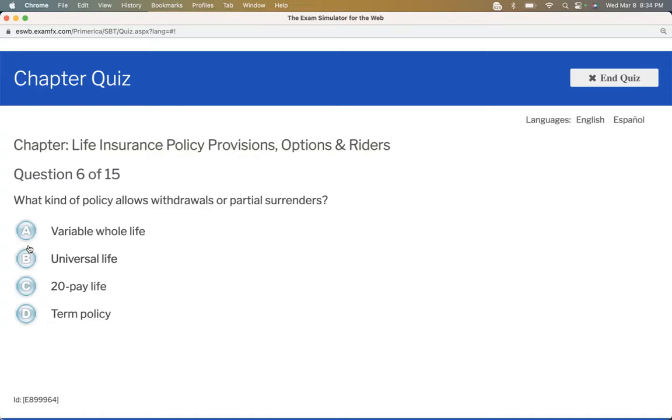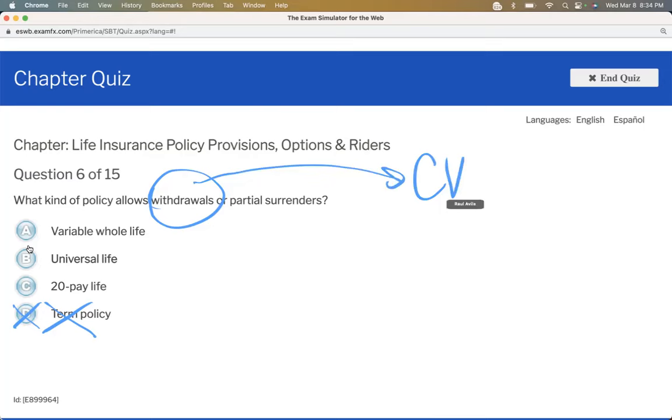What kind of policy allows withdrawals or partial surrenders? Partial surrenders. Well, you know that for sure it's not D, because term insurance doesn't have cash value. And when it's talking about withdrawals, it's talking about withdrawing cash value.